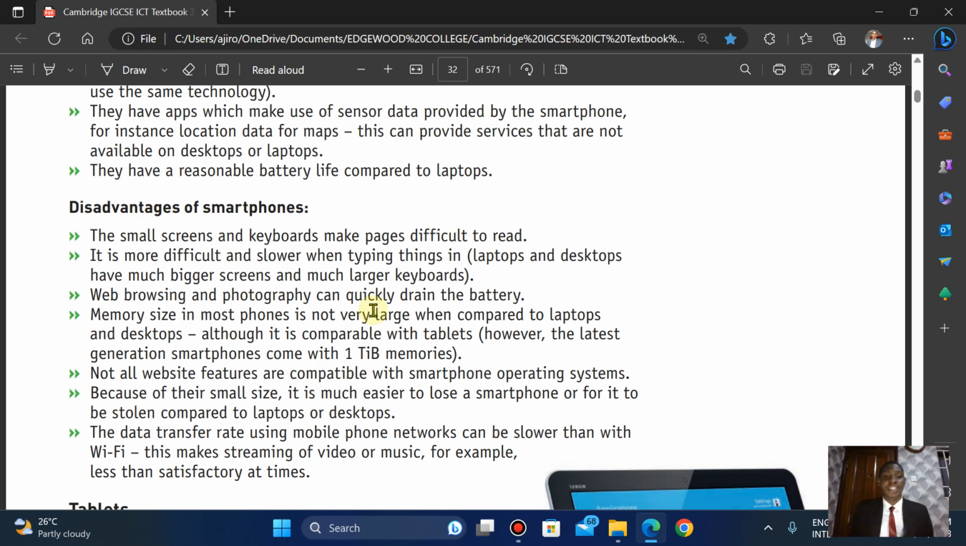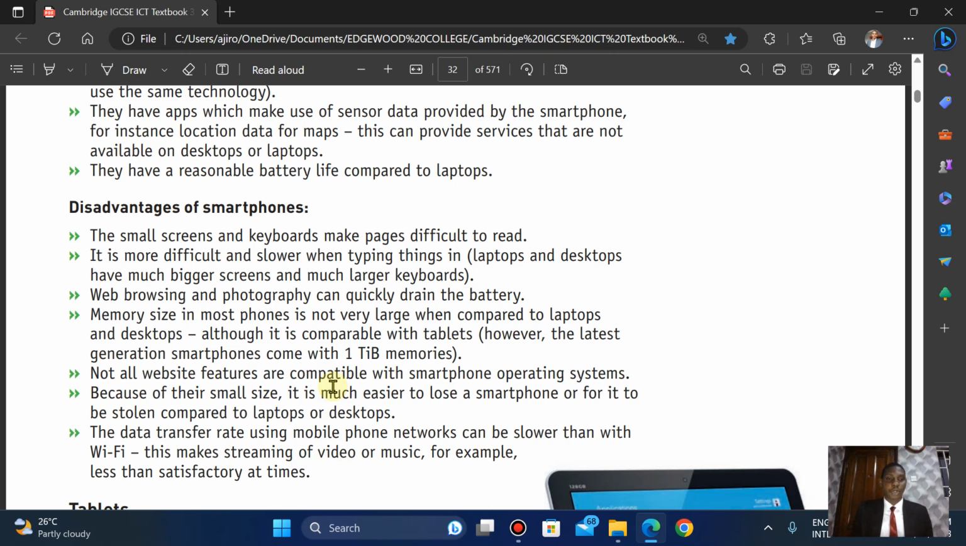Memory in most mobile phones is not very large when compared to laptops. So they use what we call a pen drive. You could stick in your pen drive here where you actually charge your phone. Like we have the memory stick, the USB drive, what you call your flash drive, right? And there's also a pen drive. So you could actually stick it here, transfer your files, and then send them to a laptop, right?